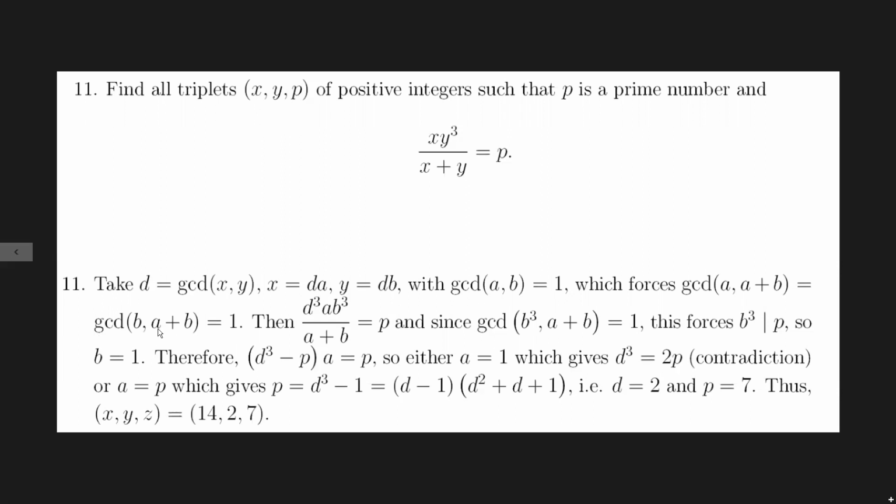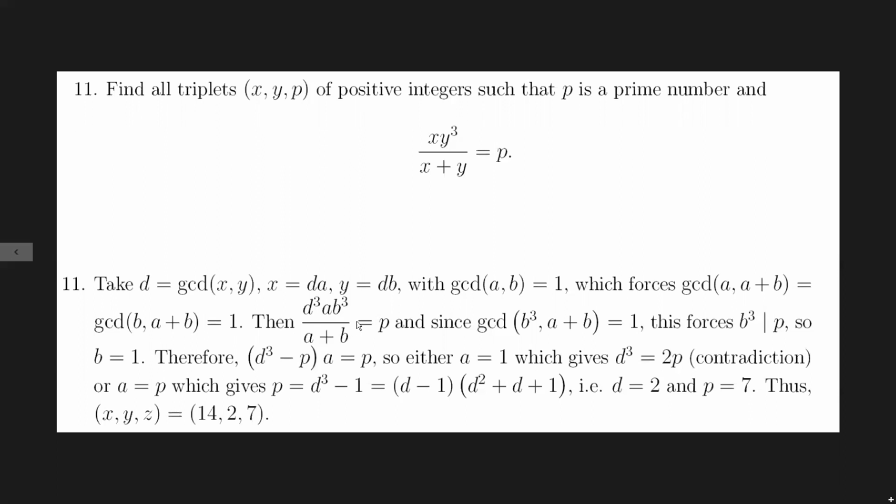I have the GCD of B and A plus B is 1. If there's no common prime divisor of B and A plus B, it means that there's no common prime divisor of B cubed and A plus B, because if I multiply this by itself 2 times, it doesn't change the fact that the GCD is still 1. So B cubed is relatively prime to this. So this doesn't divide this, which means it has to divide everything else here. Actually, it doesn't divide A, so it has to divide D cubed, but we're not concerned with that right now. The fact is that A plus B doesn't divide B cubed.